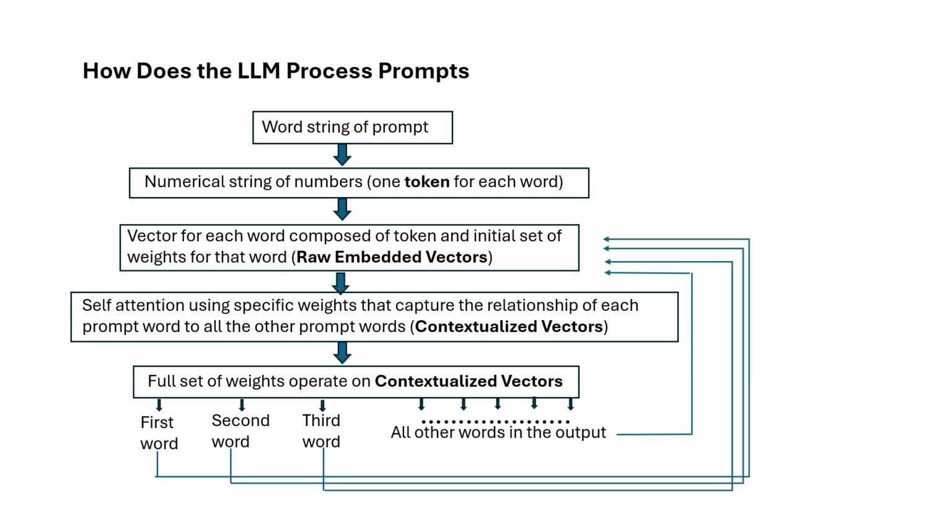That first word is put back into the raw embedded vector, and that is then put to the self-attention layer, put into the turning of the big crank, and the second word comes out. And the second word is fed back into the raw embedded vector. And this is done in the generation of each word in the output of the LLM.